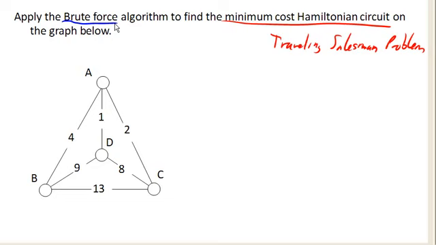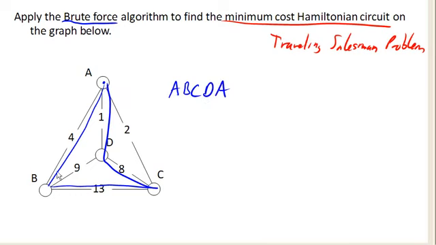So one possibility would be to go from A to B to C to D to A. So that was A, B, C, D, A. Right? A, B, C, D, A. So this lists the order in which we're visiting the vertices. And the total cost here would be 4 plus 13 plus 8 plus 1. Right? We add up the cost of each of those legs of our path, and we get a total weight, or total cost, of 26.